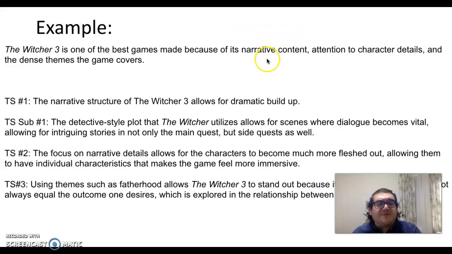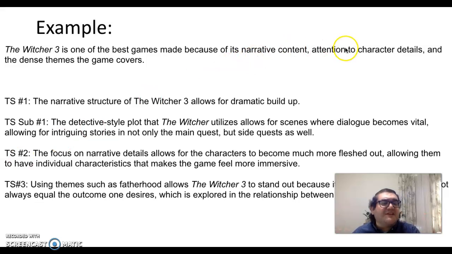Okay, so narrative content. What are we discussing about the narrative content? So what? Why should we care about this? Well, because its structure allows for dramatic build-up. Okay, excellent. Let's go to reason B. Attention to character details. So what? Why should we care about that? Let's go to topic sentence sub number 1. The detective style plot that The Witcher utilizes allows for scenes where dialogue becomes vital, allowing for intriguing stories and not only the main quest, but side quests as well. Well, hold on, wait a minute.